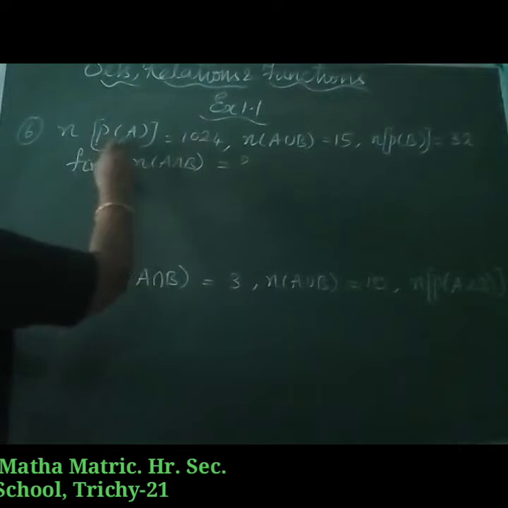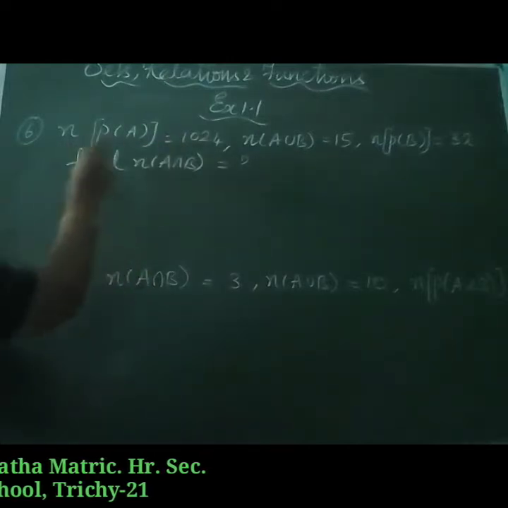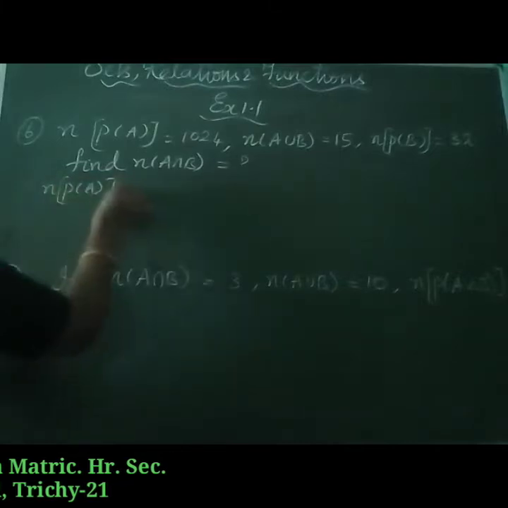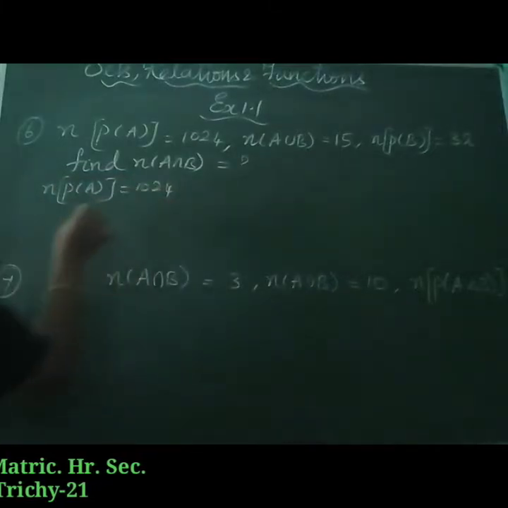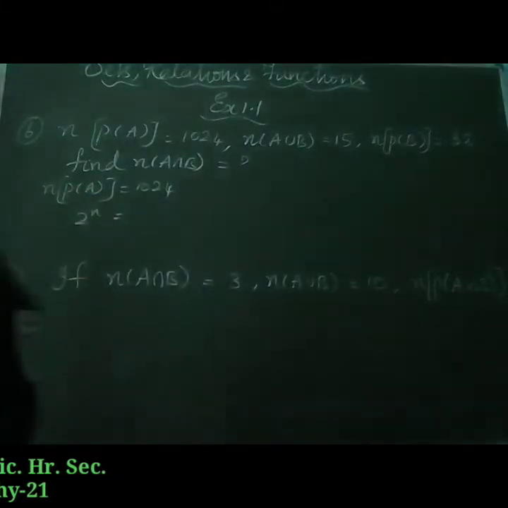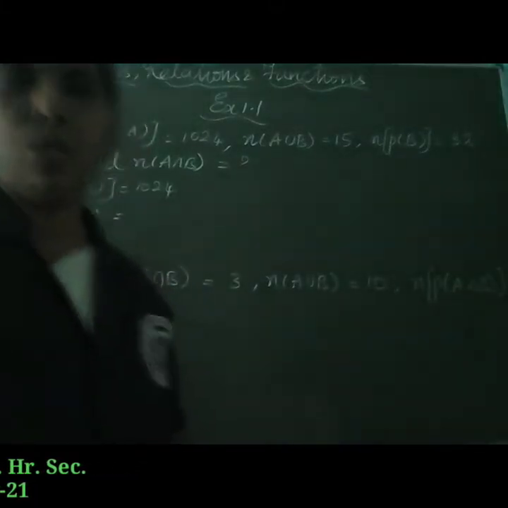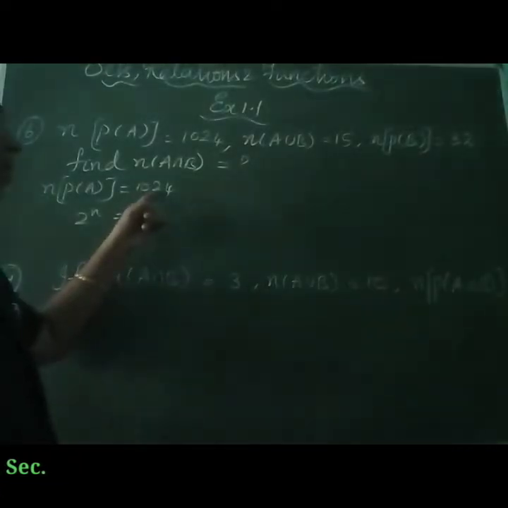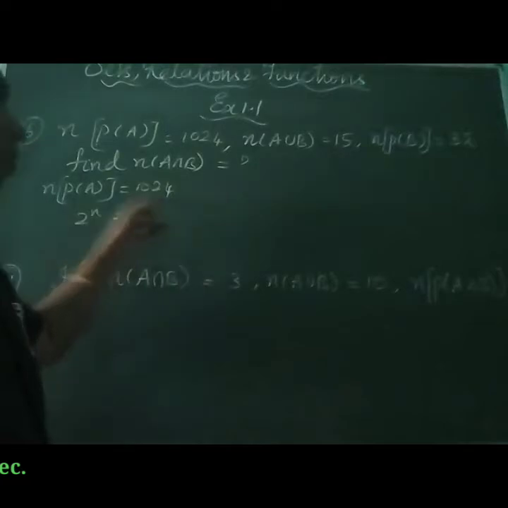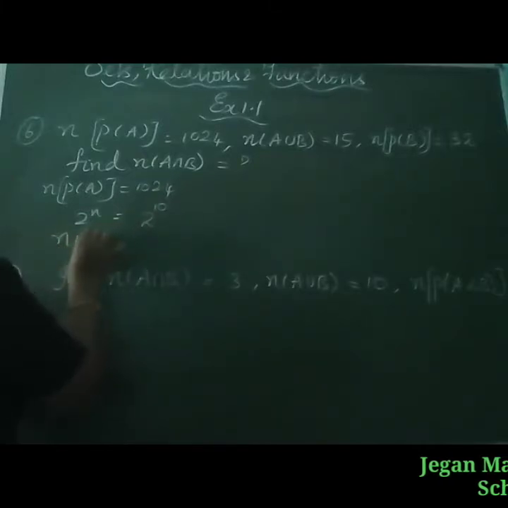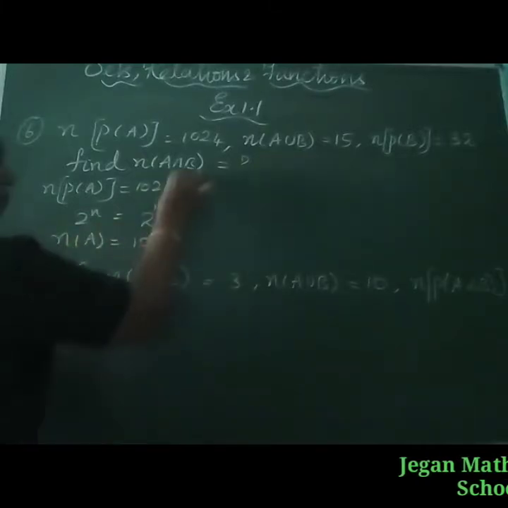First, from n(P(A)), we can find out n(A). n(P(A)) is equal to 1024. That is 2 power n. The formula to find out the number of elements in the power set is 2 power n. 2 power n is equal to 1024. It's a multiple of 2. So 1024, when you are factorizing, is equal to 2 power 10. Therefore, n(A) is equal to 10.